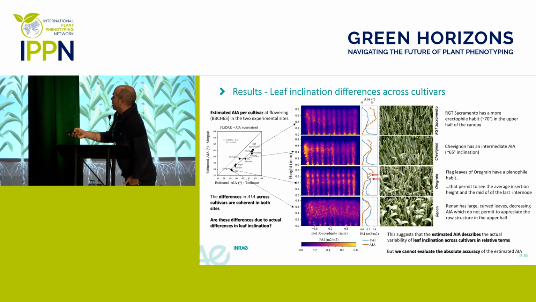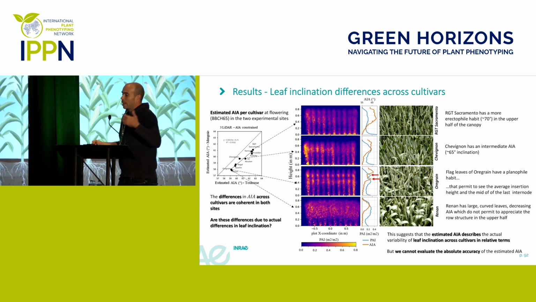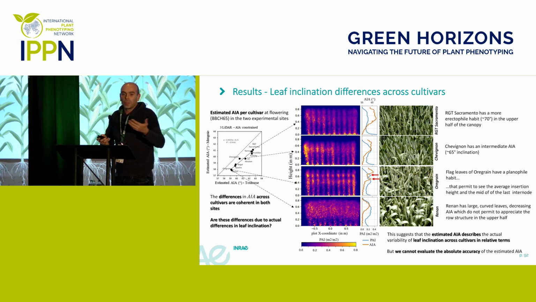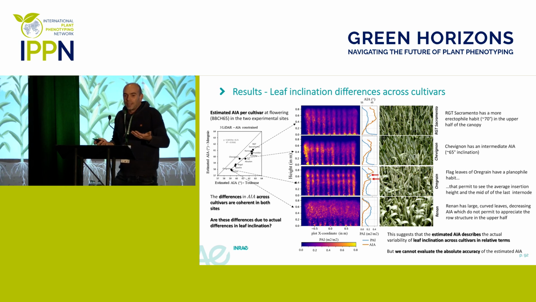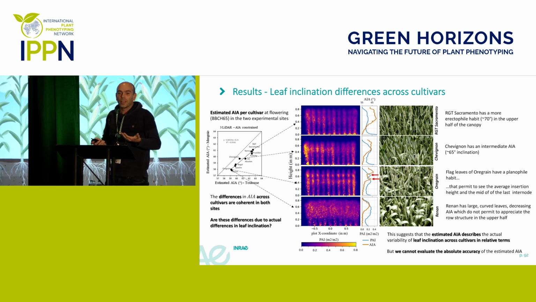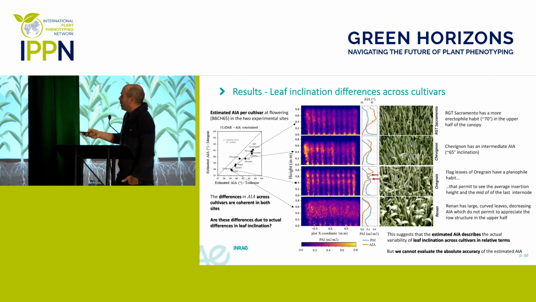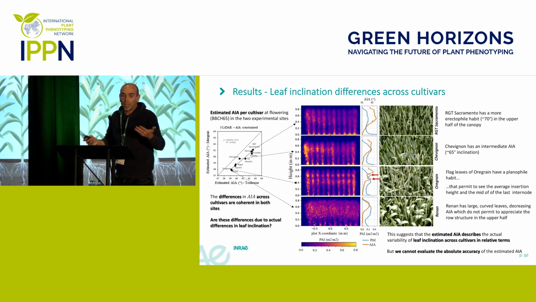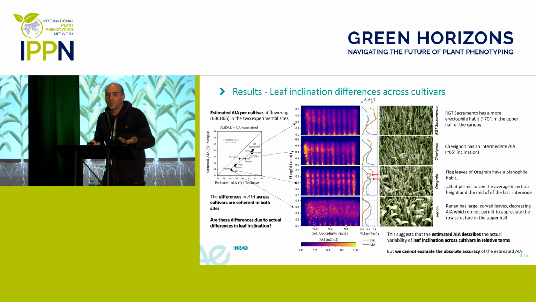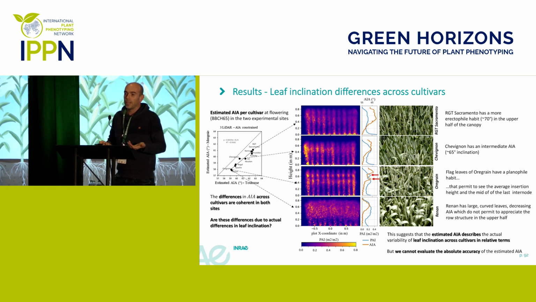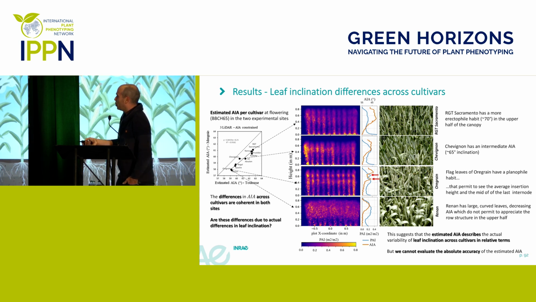So, this suggests that the estimated average leaf angle that we produce, both across genotypes and in the vertical profile, makes sense. So, in relative terms, I would say that these estimations of the average leaf angle describe what we have in reality, although we cannot know the absolute accuracy of that estimation, because measuring the leaf inclination manually in the field is extremely challenging. So we cannot test the absolute accuracy.